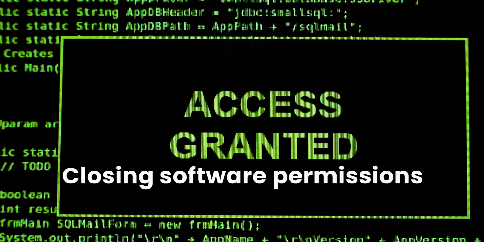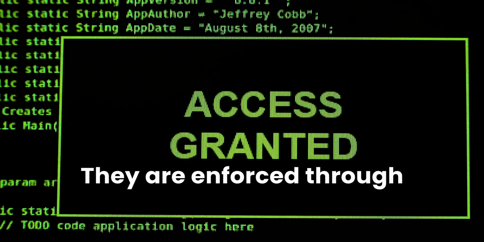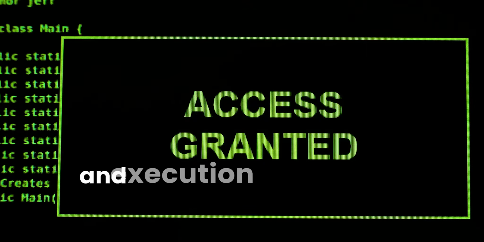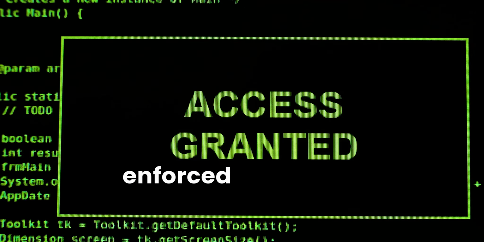Closing: software permissions control what actions are allowed internally. They are enforced through identity checks, rules, and execution boundaries. That is how software permissions are enforced internally.